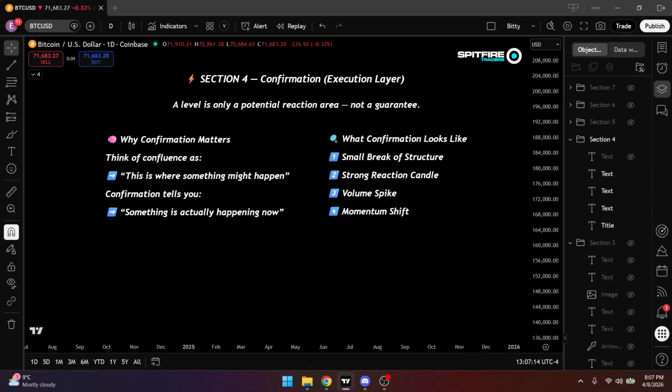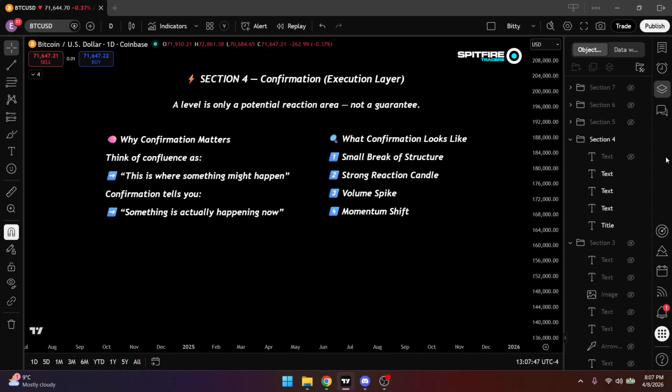When price reaches your confluence zone, you drop to a lower time frame, like 15 minutes or 5, and look for signs that the move is starting. The first one is a small break of structure. Price stops making lower lows in an uptrend, then breaks a minor high. This shows sellers are losing control and buyers are stepping in. The second one is a strong reaction candle.